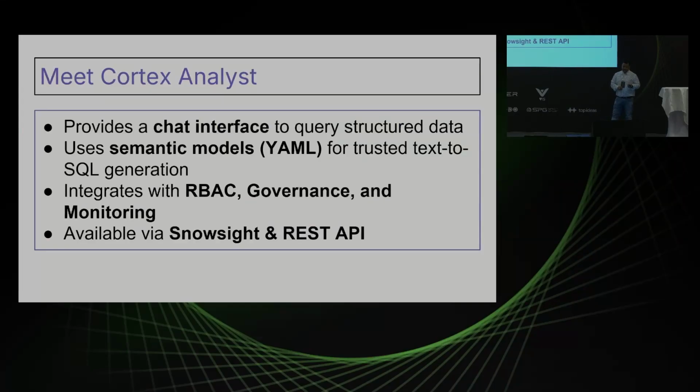So Cortex Analyst is what? It provides a chat interface to query structured data. It uses a semantic model, which is built and defined in YAML, for trusted text-to-SQL generation. It integrates with RBAC, that is role-based access control, governance, and monitoring, and is available via Snowsight and REST API. At GitLab, what we have built is a Streamlit application on top of our semantic model, pointing to that semantic model using Cortex Search. And that is the interface which is exposed to our end customer.